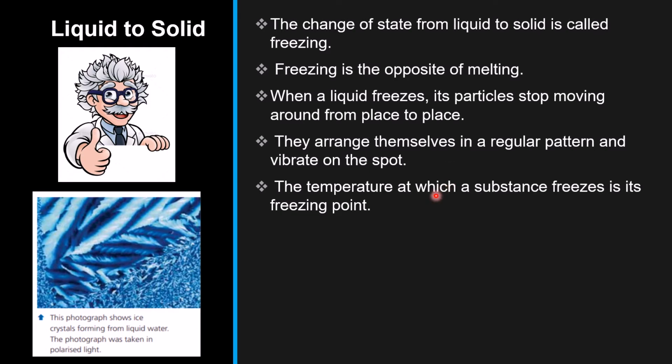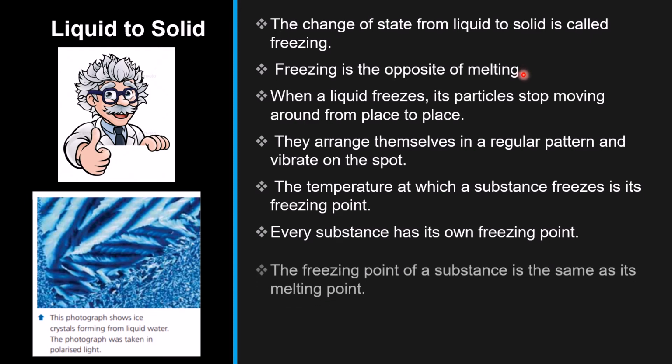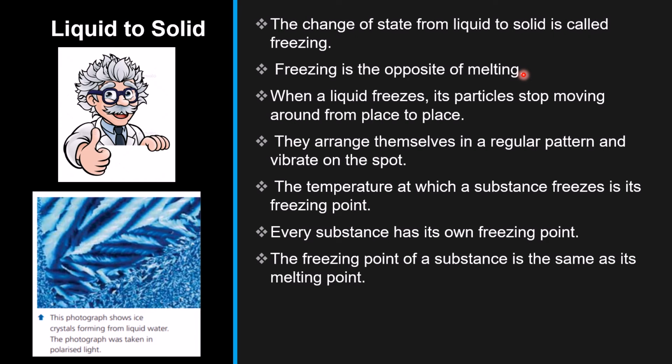The temperature at which a substance freezes is its freezing point. Every substance has its own freezing point. Okay, this might get a bit confusing, but it says freezing is the opposite of melting, right? But the freezing point and melting point are the same. This is a tricky part where many kids have difficulty understanding how it can be like that. But it's a chemical reaction which happens with different types of chemicals and substances. So freezing is the opposite of melting, okay? But the freezing point of a substance is the same as the melting point. So don't get this wrong. Keep this in your brain, okay?